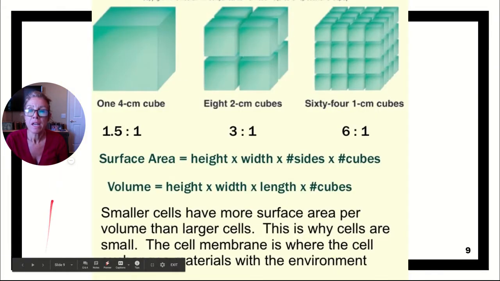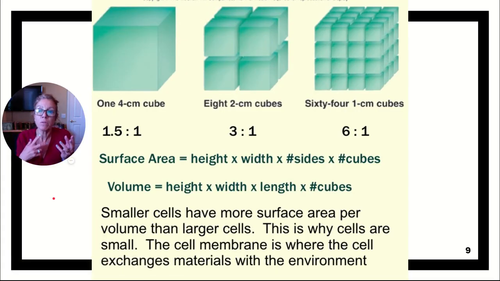Okay, next, if you wanted to calculate surface area to volume, what you would do to calculate surface area is height times width times number of sides. And if you're talking about multiple cubes, then you would multiply it by cubes. That will give you the total surface area. And then volume is height times width times length times number of cubes. So you can do the math on that.